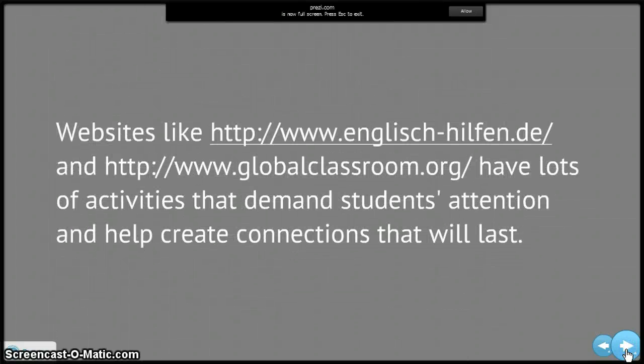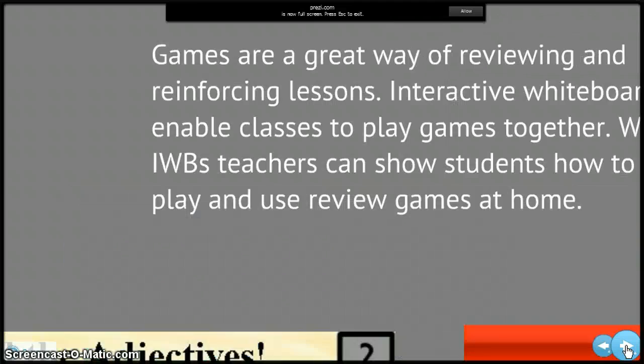And so websites like the ones that I researched for this week, this is EnglishHilfen.de, which, if I recall from our November book, is Germany's country code, not Denmark. And globalclassroom.org. These are two websites that have a lot of activities that really engage and demand students' attention and help create connections between working and long-term memory that ensure that the information will stay and last.